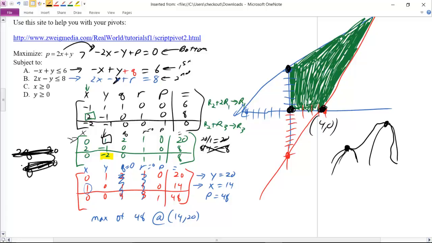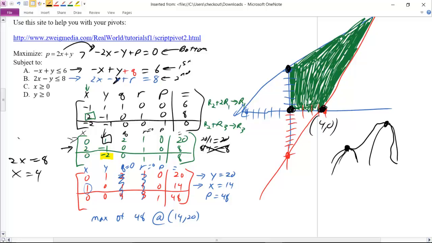Okay, let's look at the other row. This row here. All right, I keep my x's. So I'd say 2x's, 0y's. I'm keeping my q's, but I have a 0 there anyway. 0q's. My r's are equal to 0, so throw that away. 0p's equals 8. So therefore, I have x equals 4.